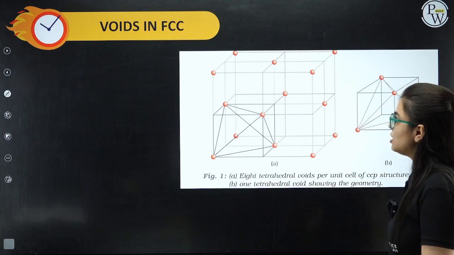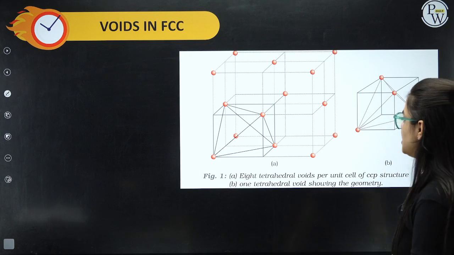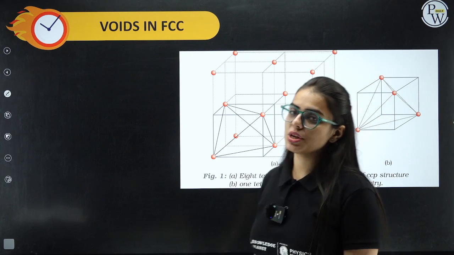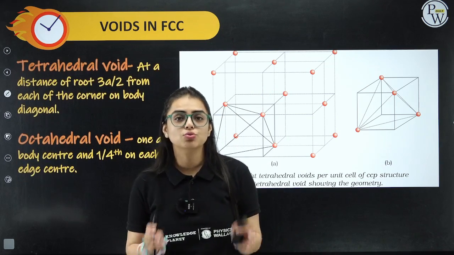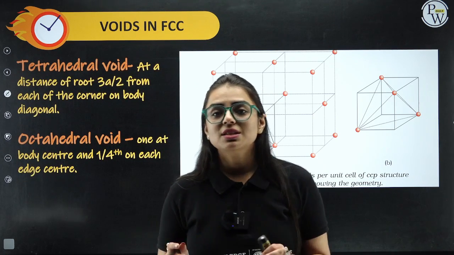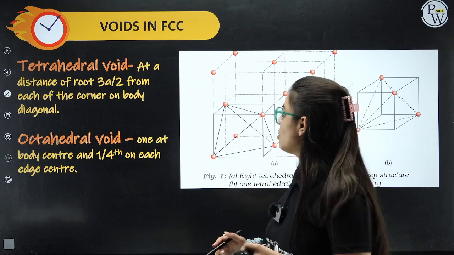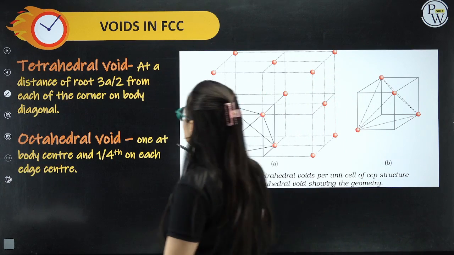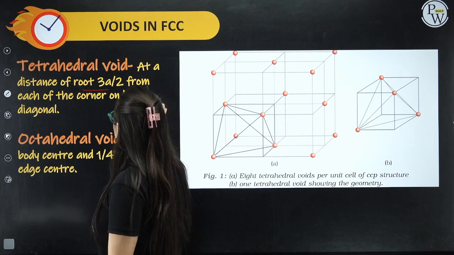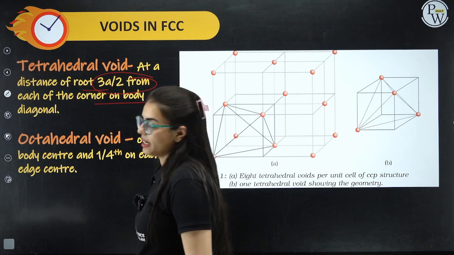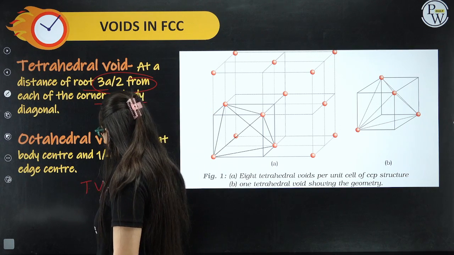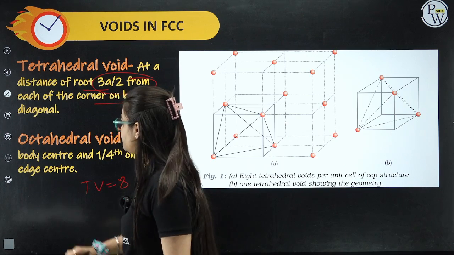Moving on to the important type, the voids in FCC. We observe that two kinds of voids are seen in the case of FCC, that is tetrahedral and octahedral. You should know the position of both of them. Basically, a total of 8 tetrahedral voids are observed, and where are they found? They are present at a distance of root 3a by 2 from each corner on the body diagonal. So total tetrahedral voids are 8 in number.